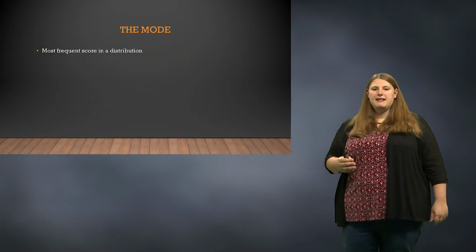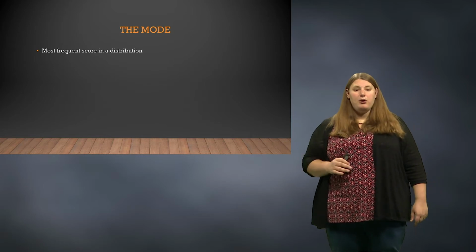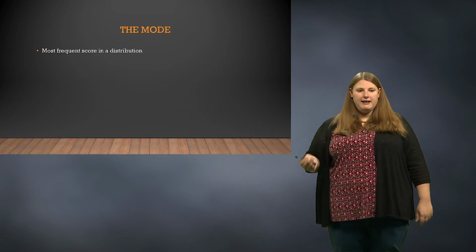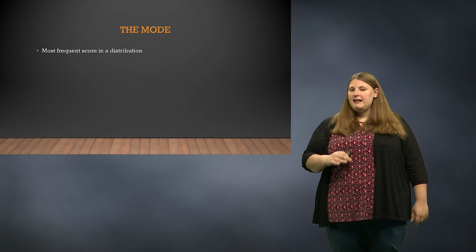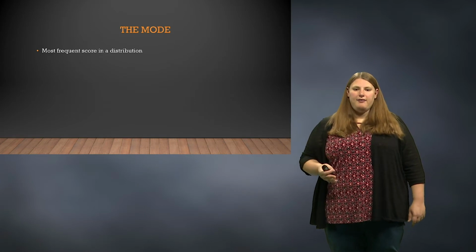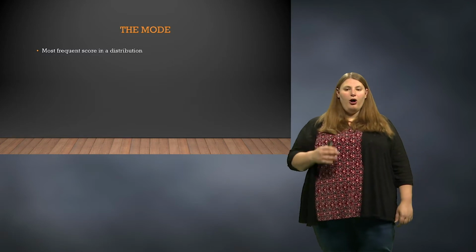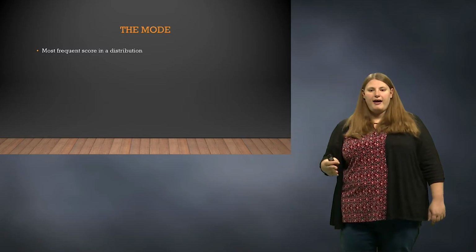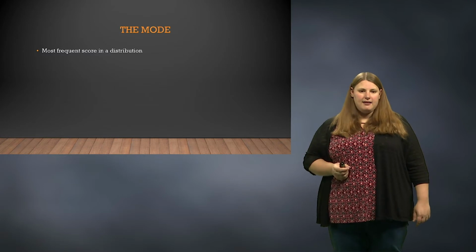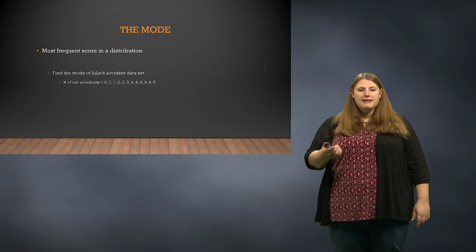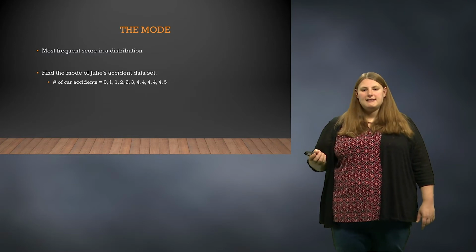The final central tendency statistic that I want to show you is the mode. This is the most frequent score in a distribution. Like the median, it isn't calculated, it's just identified. And luckily for us, identification is super simple. All we have to do is look for the number or value that appears most often in the data set. That's our mode. So let's take a look at that example of Julie's car accidents again.